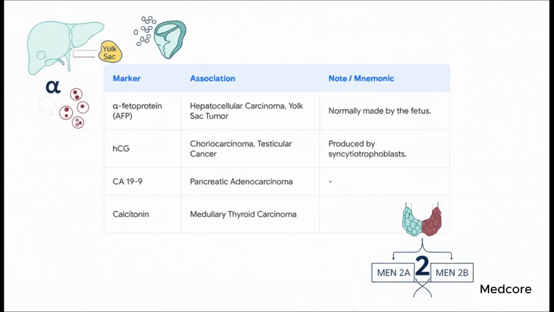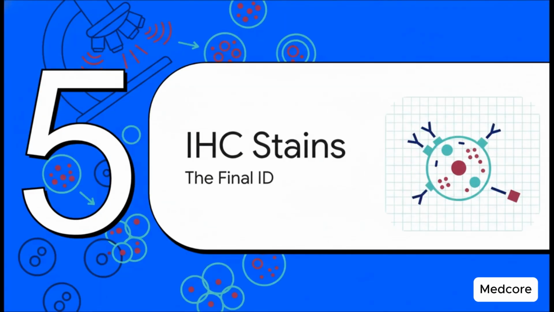Let's run through a few other must-know markers. AFP is for liver and yolk sac tumors. HCG is the classic for choriocarcinoma. And for calcitonin, here's a great little mnemonic for you. Remember calcitonin because it's the marker for medullary thyroid carcinoma, which is a key part of the MEN 2A and 2B syndromes. See? Easy.